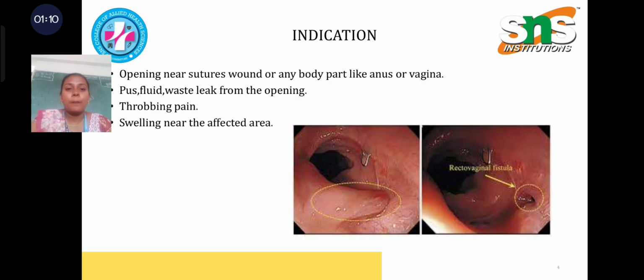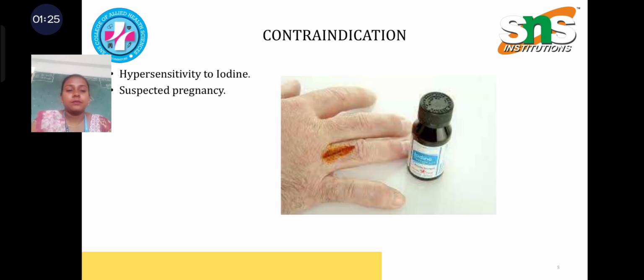Indication: opening near sutures, wound or any part like anus or vagina, pus, fluid, waste leak from the opening, throbbing pain, swelling near the affected area. Contraindications: hypersensitivity to iodine, suspected pregnancy.